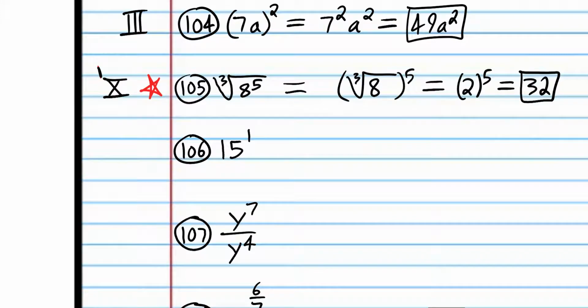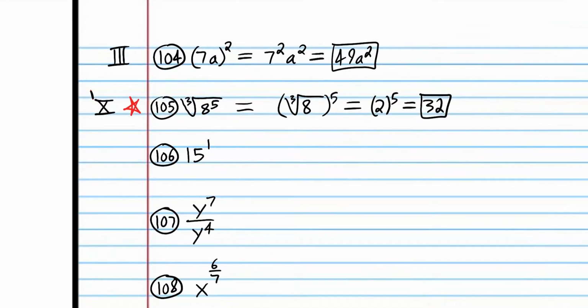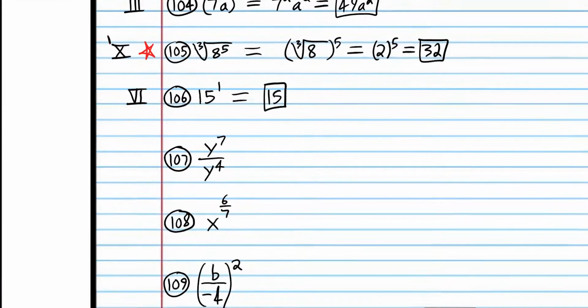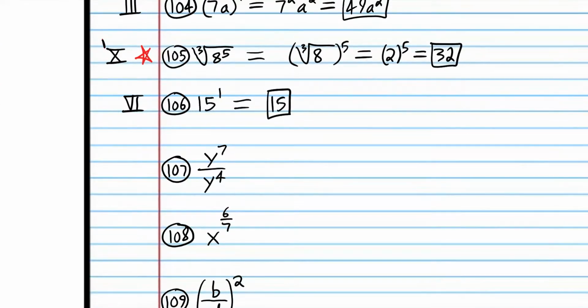Okay, try number 106, and when you come back, we'll do it together. All right, we're back. Anything raised to the 1 power is just itself. It doesn't change at all. So that is rule number 6. If you got that one right, good job. Try number 107. When you come back, we'll do it together.